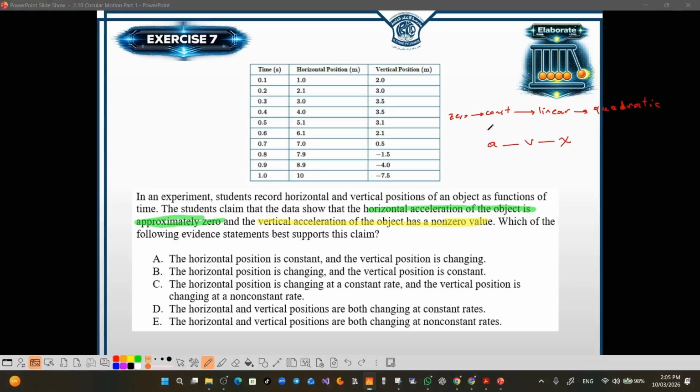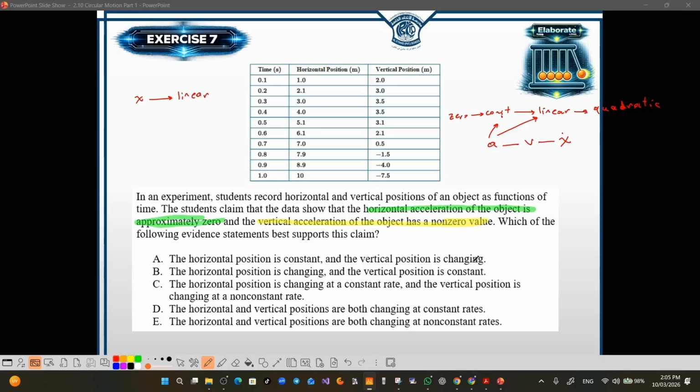So if the acceleration is approximately 0, then the position must be linear. For non-zero acceleration, for the vertical one, it can be constant or even linear. But since we are dealing here with an experiment, most probably it's going to be constant and not linear. So let's find the possible choices: that the horizontal position is constant and the vertical position is changing.